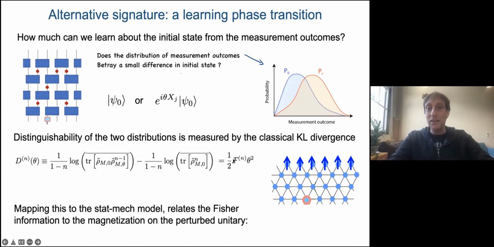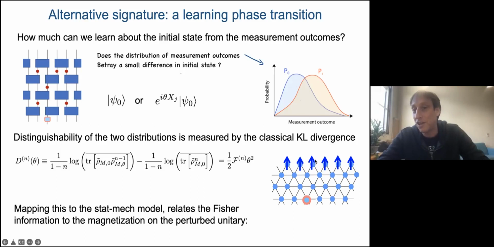And if I take the Taylor expansion of this with respect to this angle theta, the coefficient of theta squared is called the Fisher information. It's basically quantifying how much information I can gain about small changes in the initial state. So this object, the Fisher information, I can map to the same statistical mechanics model, it turns out, except the boundary conditions are different.